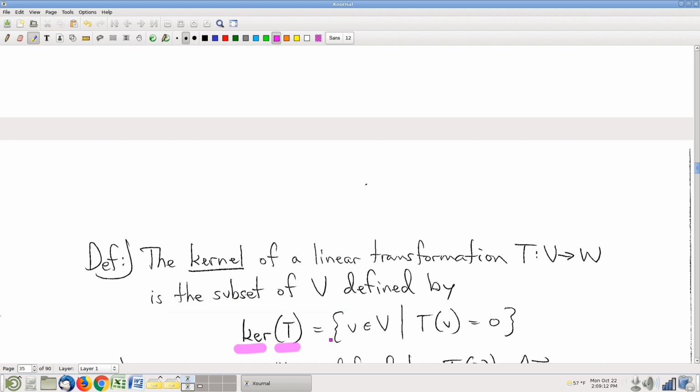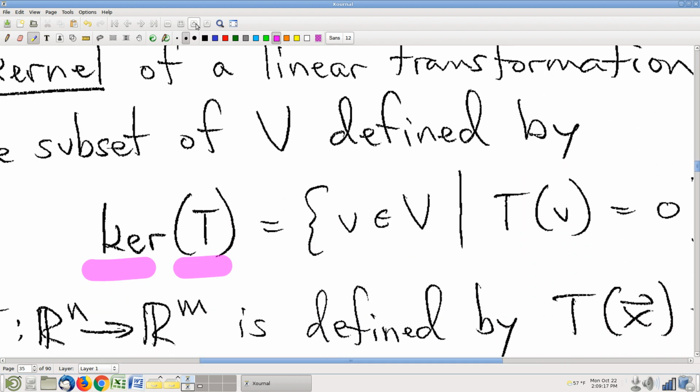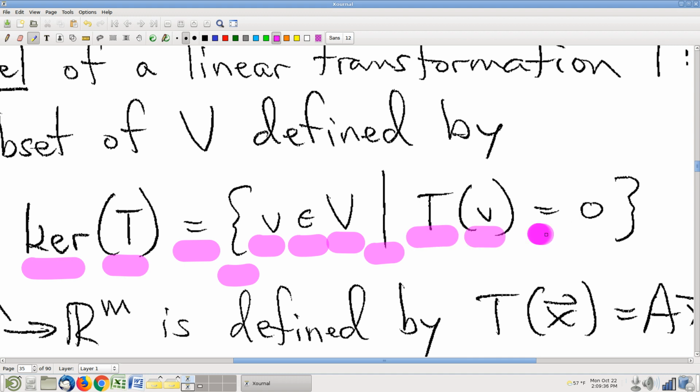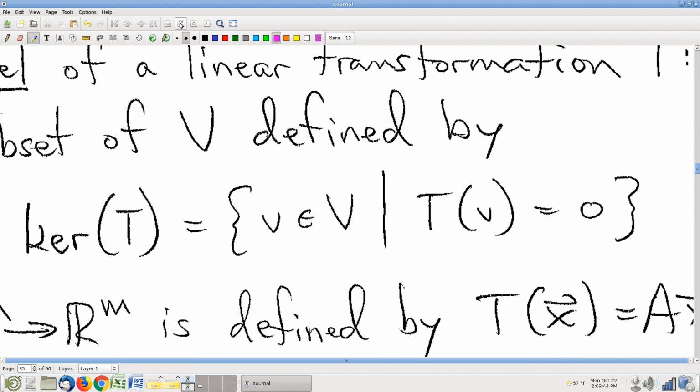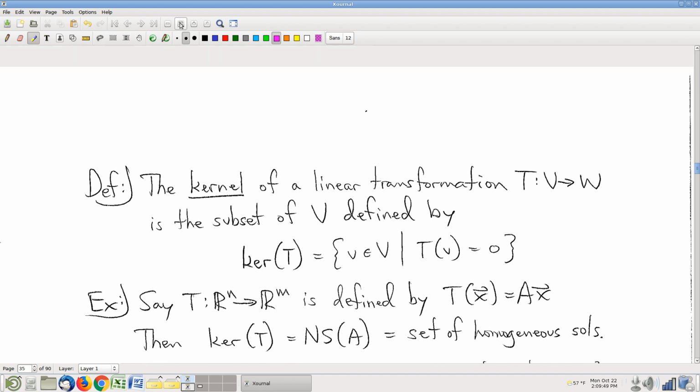It is, in fact, here, you'll notice I'm using this set builder notation here. The kernel of a linear transformation is the set of all vectors in the domain that have the property that T of that vector is 0. That's all this says, right? You can just read it straight off of what's written there. It's the collection of all vectors in the domain whose images are 0.